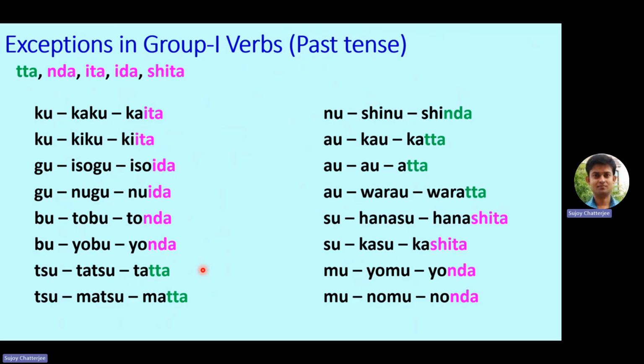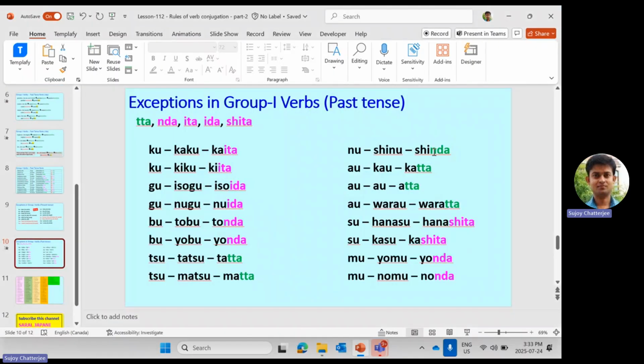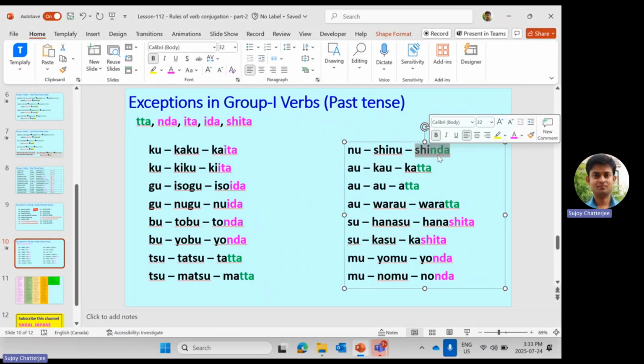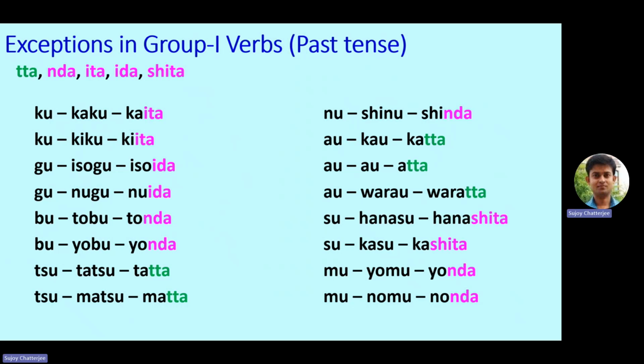For the nu ending stem verbs, for example shinu, which means to die, it is shinda. For au, it is atta, kau, katta. Again, there is no exception. So here, this one will be in pink color, isn't it? Warau becomes waratta. Again, there is no exception here, but we will see later. I don't want to confuse you now because there are some other aspects as well, which we will see later. I am trying to keep it simple since this is an introductory lesson of this verb conjugation.